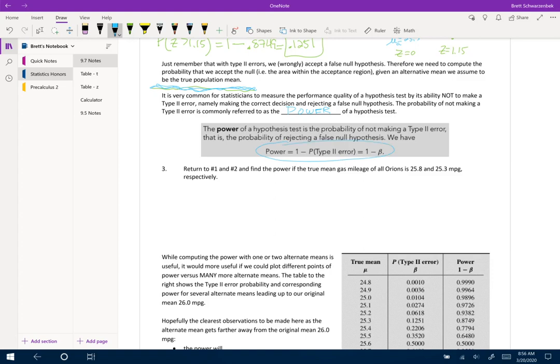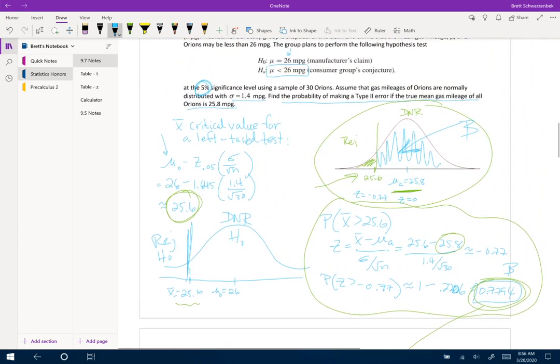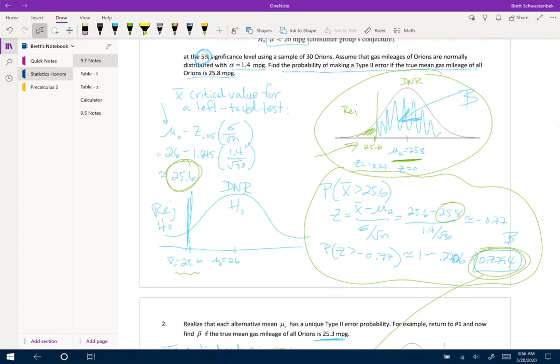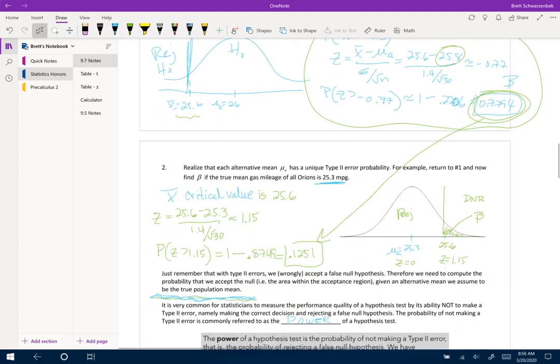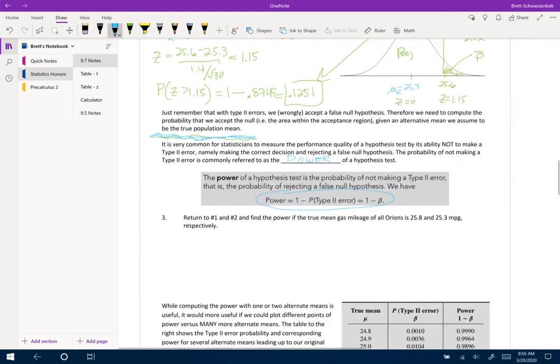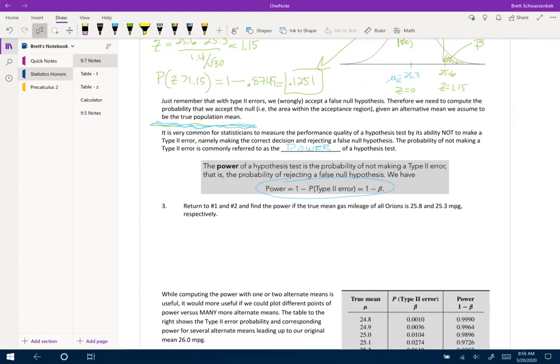This is obviously a very simple calculation and pretty much something we can handle, right? For number 3, it just says return to number 1 and 2 and find the power for each test. Remember, we were dealing with the two scenarios, one with an alternative mean of 25.8 and one with an alternative mean of 25.3. So now we're going to find the power in both these scenarios.